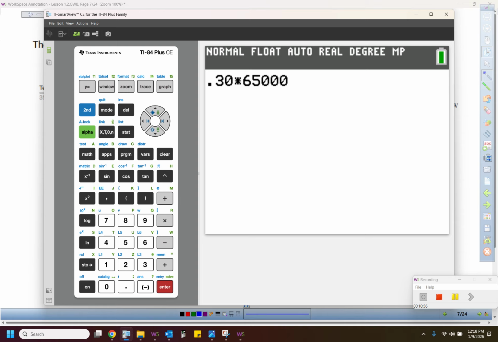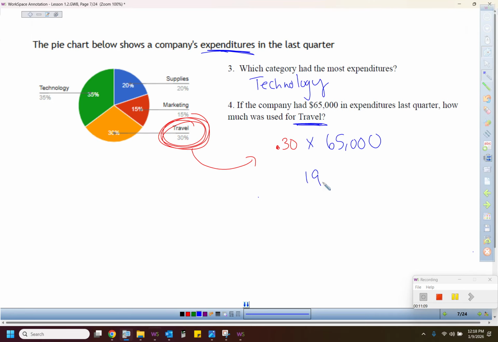Did that make sense, where I got that number from? The percentage for the piece of pie times the total: $19,500. And if you do notice, all of these percents add up to 100%. Yeah. Cool. There will be some other questions about pie charts on your homework, but I'm not trying to bore you with them. I think it's easy to start. If you have questions, I will help you with them.